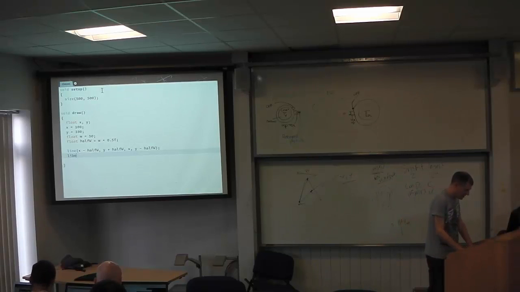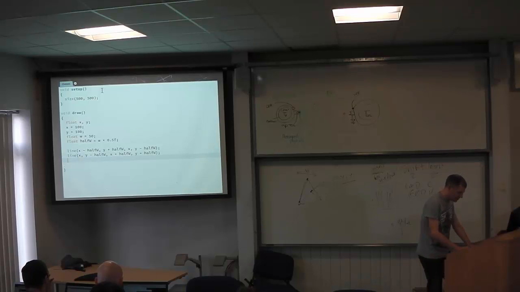So this will be over x and then y minus half w. And then we're going to go over x plus half w. And then we can do y plus half w. So there's our 2 lines.